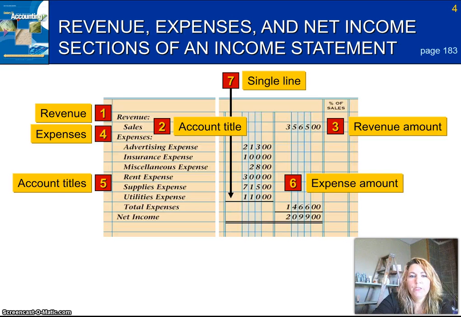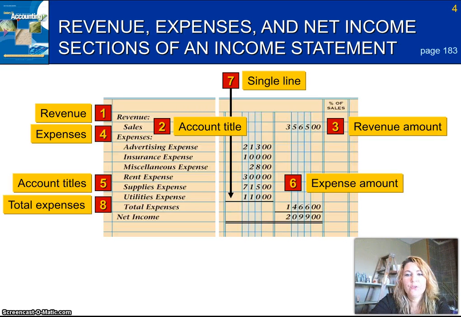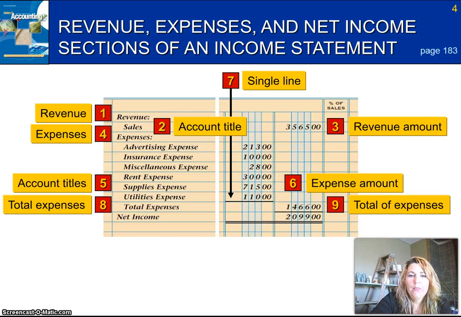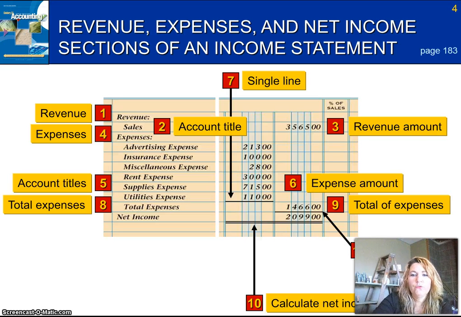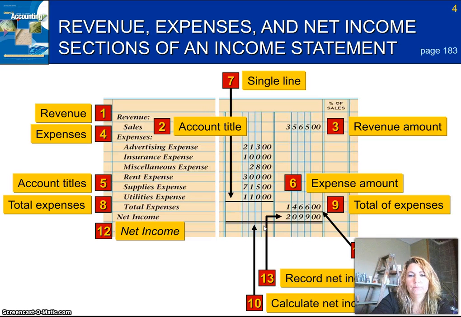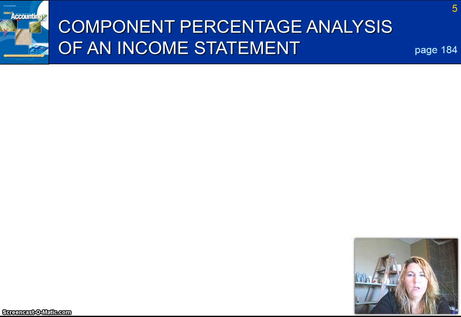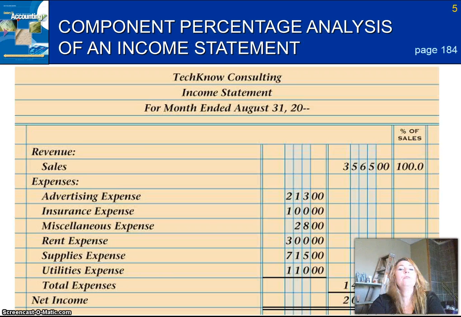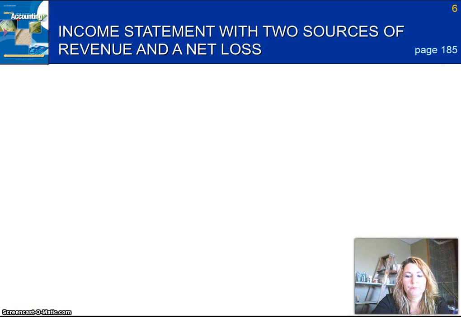So here we're going through and listing all of our things. After our revenue, we have our expenses, and then we have our net income that we have calculated. Of course, you're going to draw your double rule line to prove that that is correct. The next part, so that was very simple. All we were doing was copying the information. Here is what your completed income statement is going to look like.